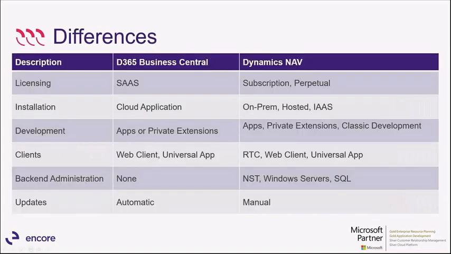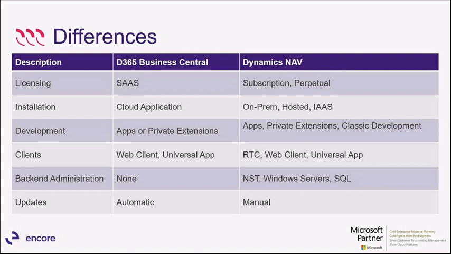Let's talk a little bit about some of the differences between Dynamics 365 Business Central and Dynamics NAV. This is by no means exhaustive, but it does give some of the high-level differences between the two products. So licensing for Dynamics 365 Business Central, it is a purely SaaS offering. That means you are paying software as a service. Dynamics NAV, you are still able to purchase a subscription, which is a monthly fee, as well as perpetual, where you physically buy the licenses outright as a capital expenditure.